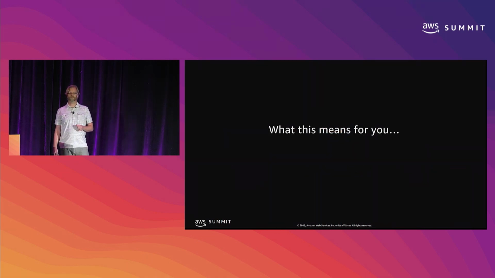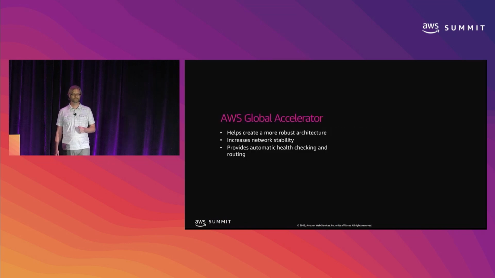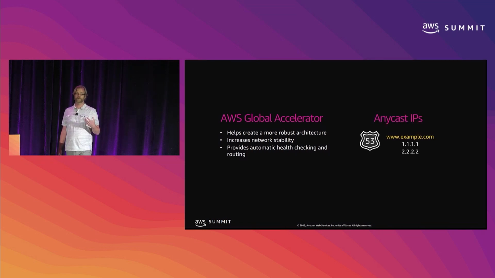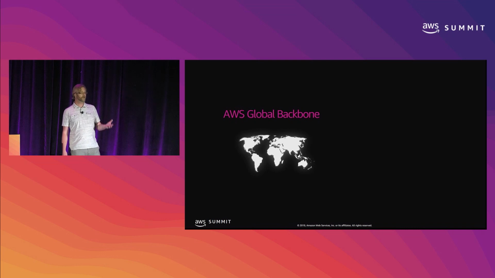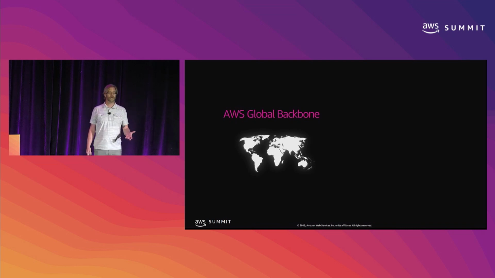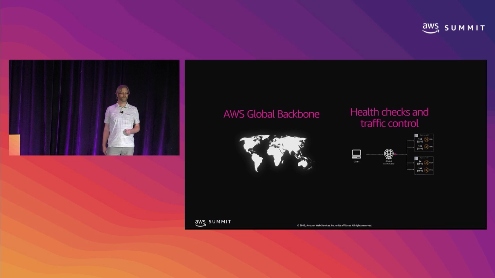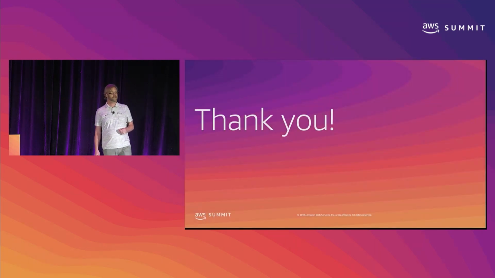So what does this mean for you? The Global Accelerator comes with all of its robust architecture. You get your increased network stability and your speed. You get your Anycast IP addresses that you can whitelist, right? So that you don't have to keep changing those about. You get our global backbone, right? Low latency backbone. And you get our health checks and traffic control, weights, and dials. So you have full control over everything that goes across your global accelerator, right down to the endpoint, right from the region, all the way up. And that's it.